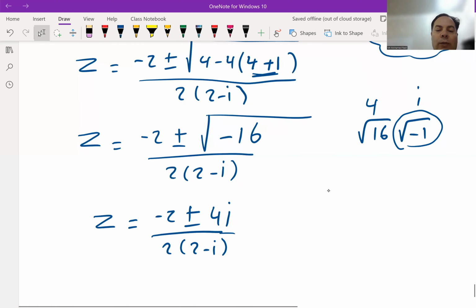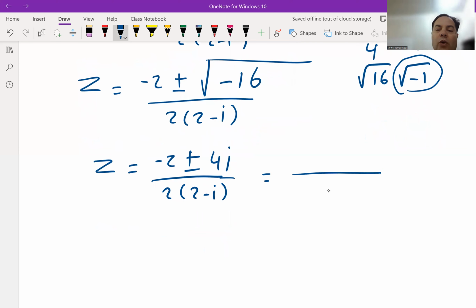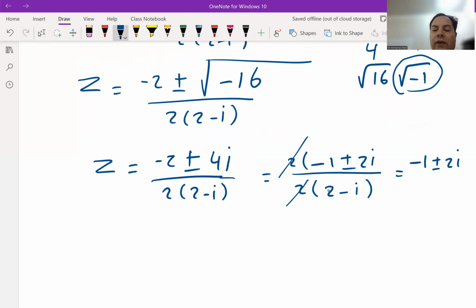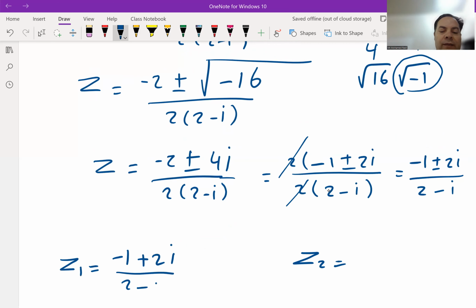We can divide it all by 2, numerator and denominator together, or we can take 2 outside. To simplify more, minus 1 plus or minus 2i divided by 2 times 2 minus i, remove the 2 with the 2. So the final answer is negative 1 plus or minus 2i divided by 2 minus i. Now we have two solutions, z1 and z2. z1 is minus 1 plus 2i divided by 2 minus i, and z2 is minus 1 minus 2i divided by 2 minus i.